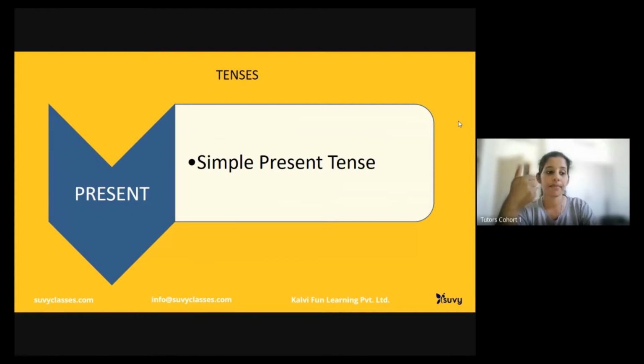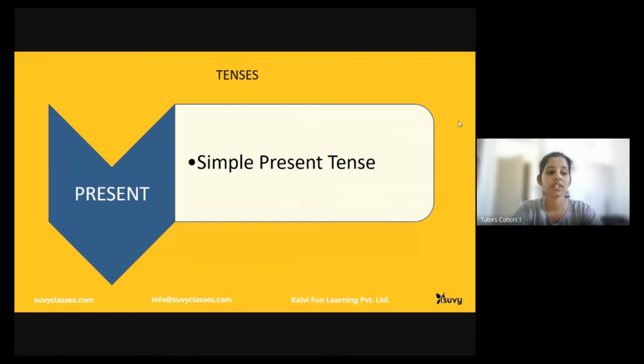The same happens when we are telling about a habit. Okay, my uncle drinks tea. So he has the habit of drinking tea whenever, wherever, that doesn't matter. We are just telling about some habit or a custom that is followed every time. So for that we use the same simple present tense.